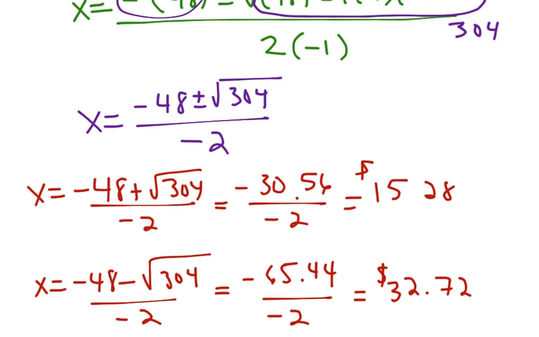Now, the original problem asked what the least amount in dollars we can charge for each CD and make a profit of $200. Well, clearly the least amount we can charge is $15.28 a CD, because we're looking for the smaller of the two answers. Besides the fact, if you think about it, would you want to buy a CD for $32.72? Probably not. So the lower the cost, the more likely you are to sell more product.